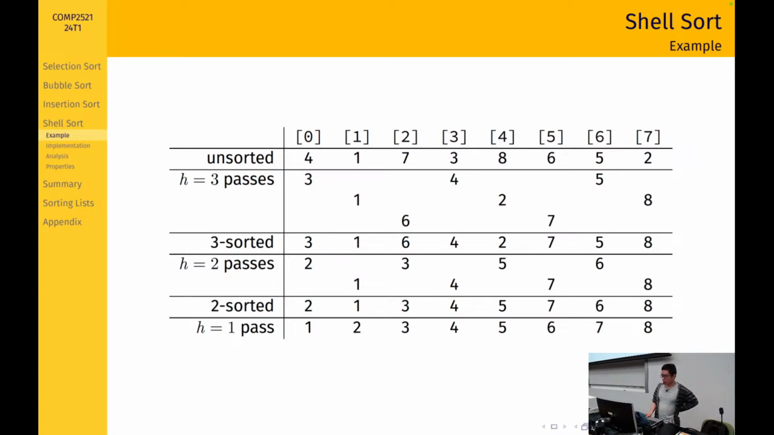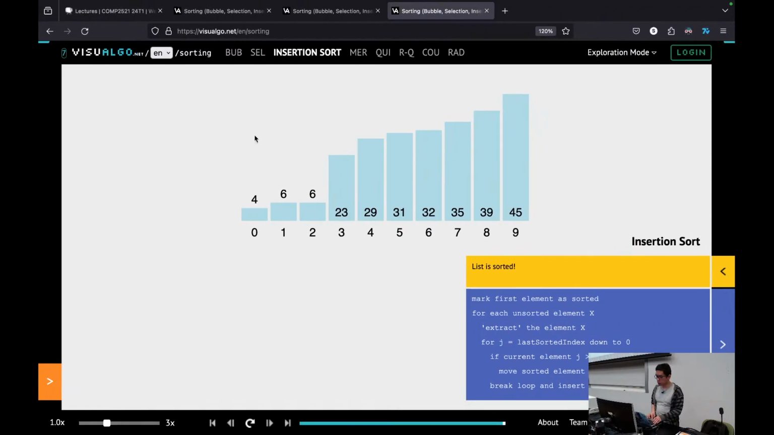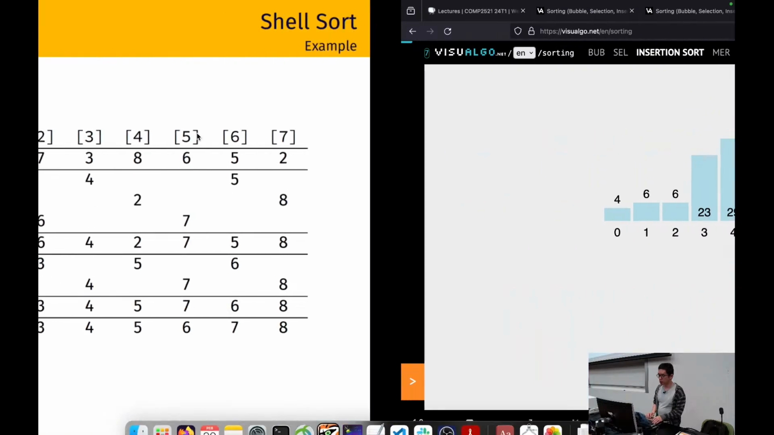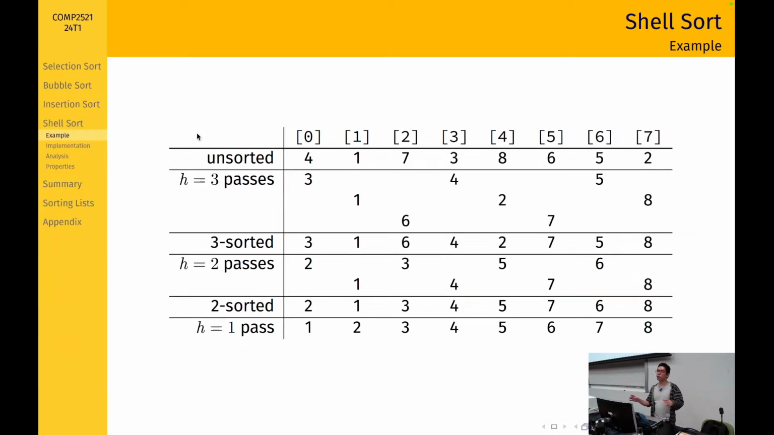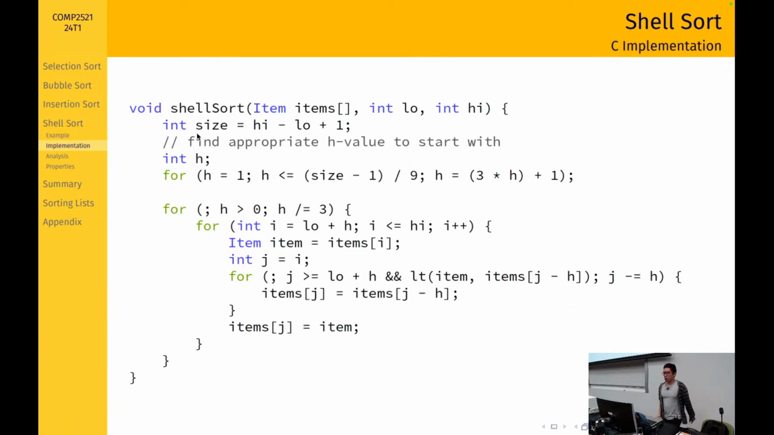Okay, so let's see if this website has a shell sort. No, it doesn't. I suspect it doesn't because you have to kind of specify the H values, and there are lots of different H sequences. If you look at the Wikipedia page for shell sort, lots of people have tried different sequences of H values. But here is the implementation of shell sort.